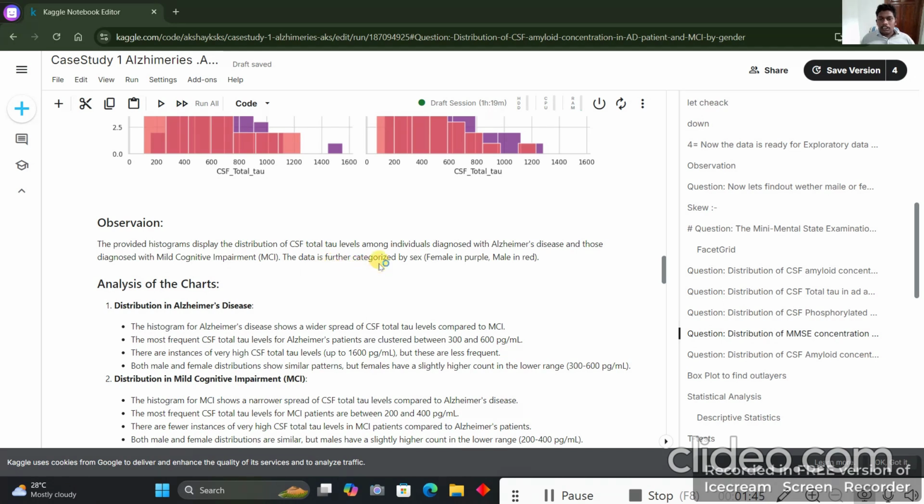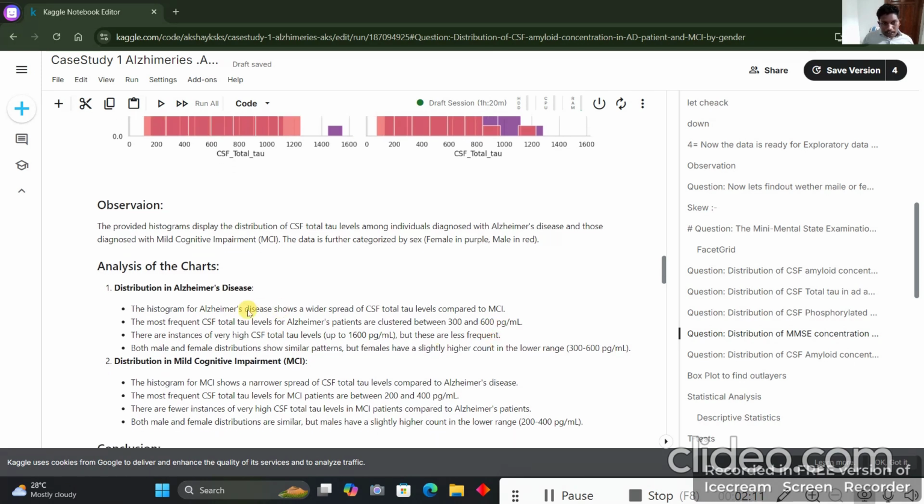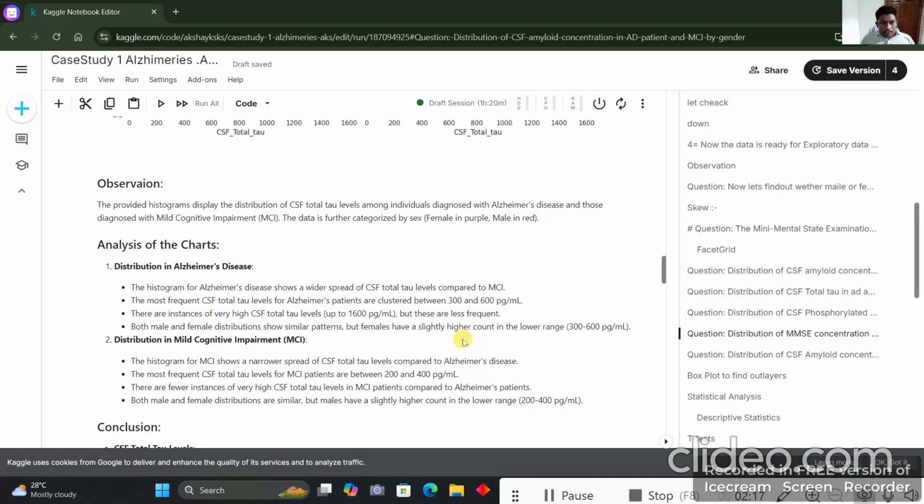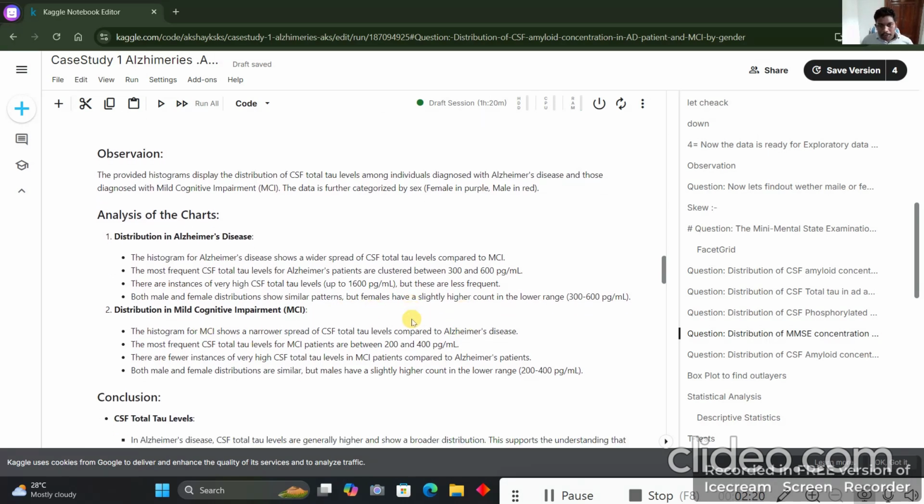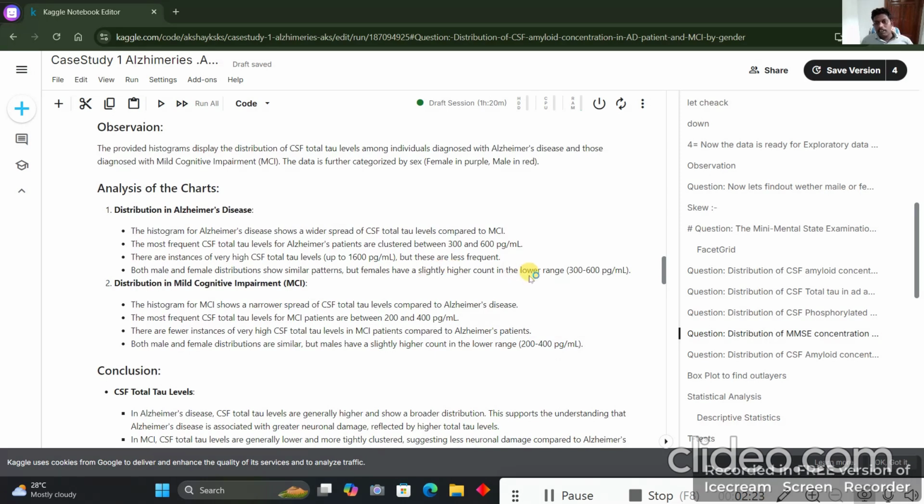The data is further categorized by sex: female in purple, male in red. Analyzing the chart, the distribution in Alzheimer's disease: the histogram for Alzheimer's disease shows a wide spread of CSF total TAU level compared to MCI. The most frequent CSF total TAU levels in Alzheimer's patients are clustered between 300 and 600 pg/ml. There are instances of very high CSF total TAU levels, but they are less frequent. Both males and females are distributed similarly, but females have slightly higher counts in the lower range, 300 to 600 pg/ml.